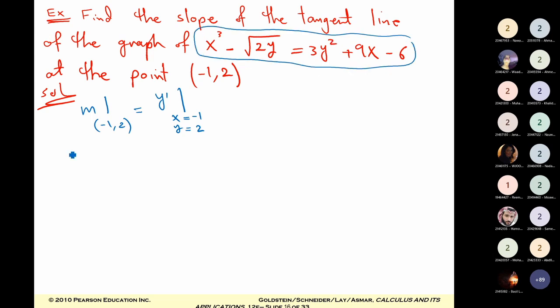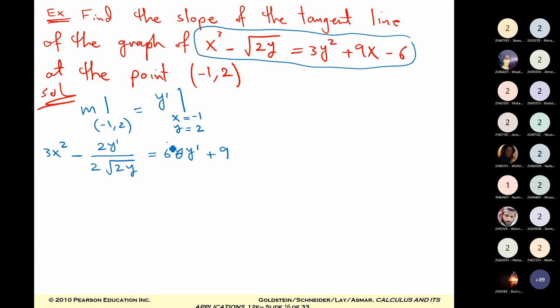What's the derivative of x to the power 3? This is 3x squared minus, what's the derivative of radical 2y? This is equal to y prime over the root, the derivative inside the root. Derivative of 2y is 2, but we need to multiply by y prime over 2 multiplied by radical 2y, equal, what's the derivative of 3y squared? This is 6y y prime. What's the derivative of 9x? It equals 9. What's the derivative of -6? It equals 0.